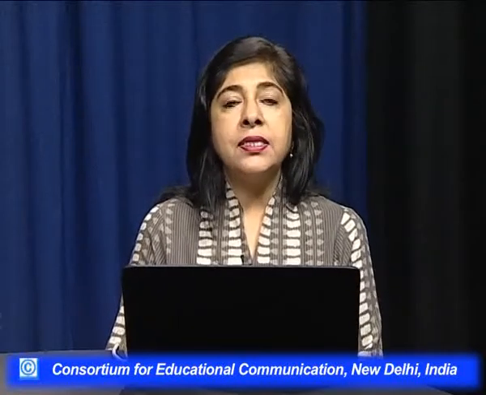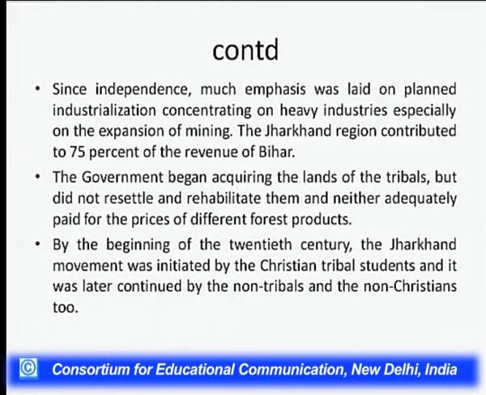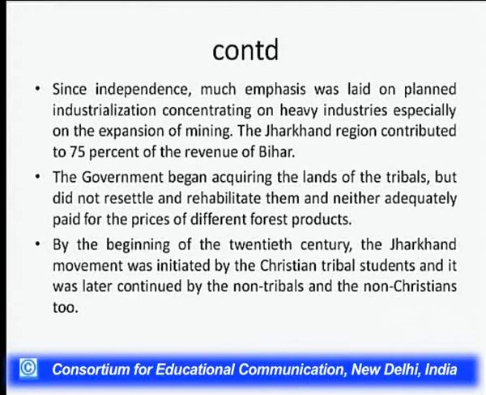So, therefore, the Jharkhand region became instrumental in this endeavor towards industrialization, because 75% of the revenue of Bihar was contributed by the Jharkhand region because of the richness of the resources. The government began acquiring the lands of the tribals in order to gain access to the natural resources, but did not adequately compensate them. So, the tragic story began from there, and tribal rehabilitation became a major stumbling block. The tribals were neither compensated enough for the lands that were taken away from them, nor adequately paid for the forest products that were being supplied by them.